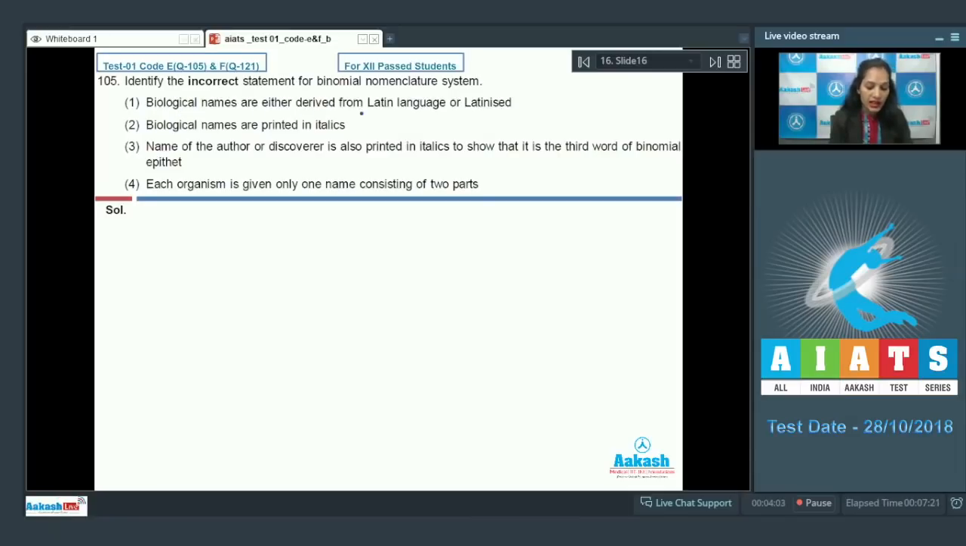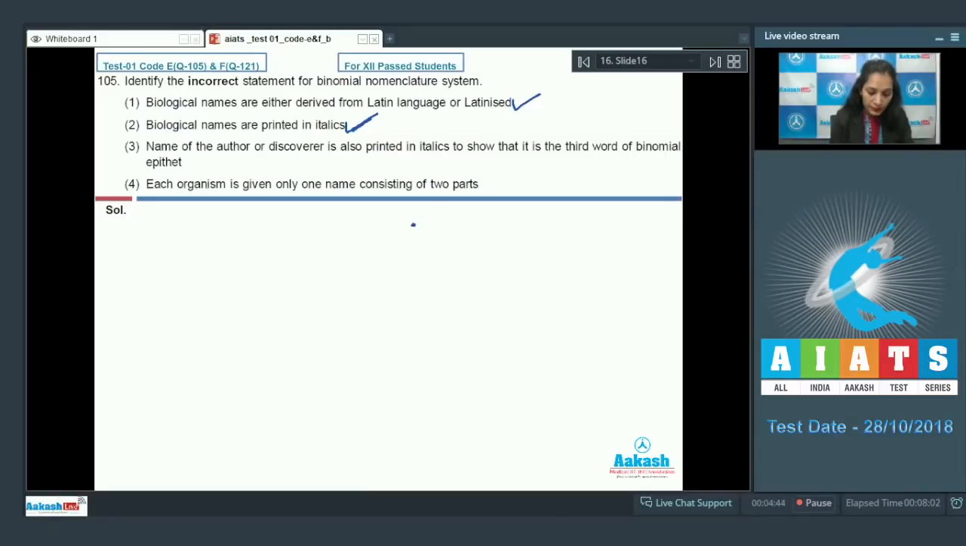Biological names are either derived from the Latin language or Latinized. Yes, biological or scientific names of organisms should be in Latin, or if they are taken from other languages, they should be Latinized. Biological names are printed in italics. Yes, they should be printed in italics to show their Latin origin. Third, the name of the author or discoverer is also printed in italics. No, the binomial epithet consists of 3 parts.